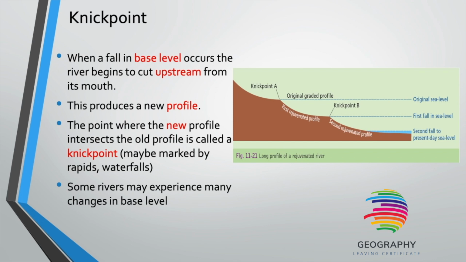Nick points can retreat upstream as waterfalls and undercutting happens, so headward erosion can also happen. So if we're talking about the Irish landscape, they can be found on the River Barrow in County Kilkenny, which would be an example of a nick point in Ireland.